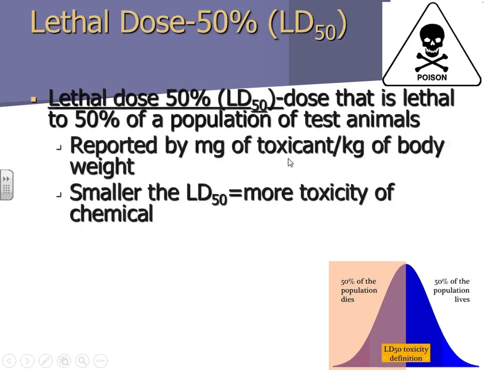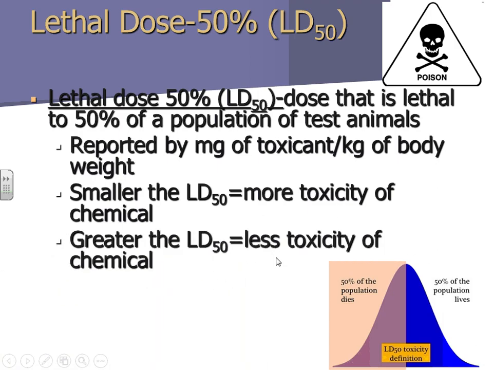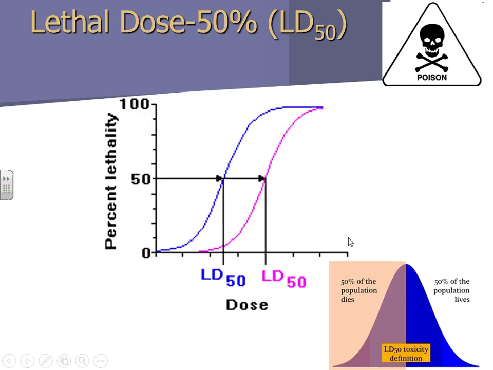We talked about how it was reported in milligrams of toxicant, usually per kilogram of body weight, and I told you that the smaller the LD50, the more toxic the chemical; the greater the LD50, the less toxic the chemical. It's exactly what we saw in class. I also showed you this graph here. So you need to be able to identify the LD50 on a graph, and this is something you can use your textbook for because you have pictures, and you'll see another example from your textbook.